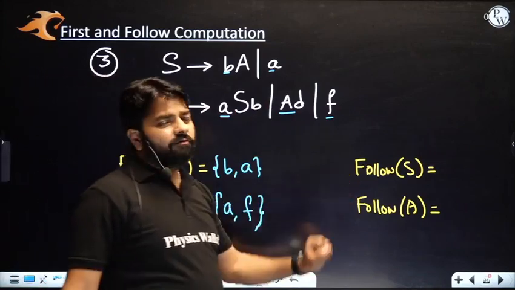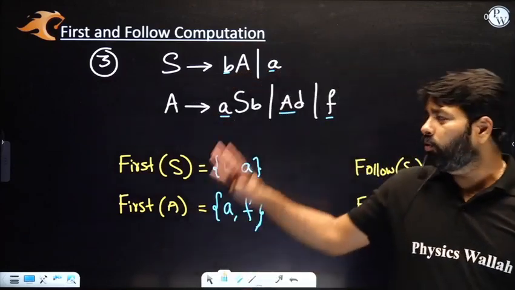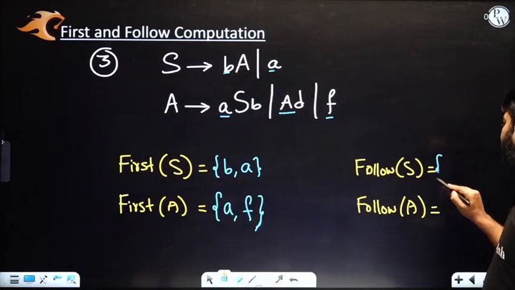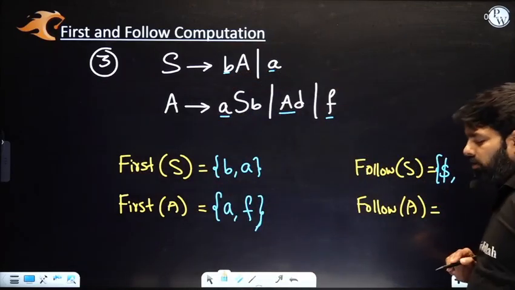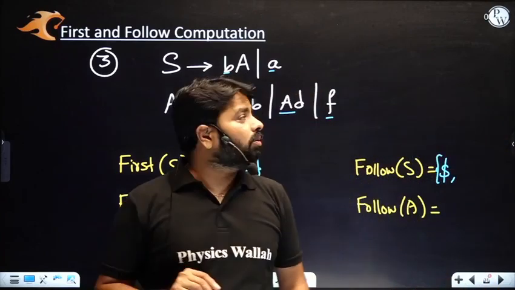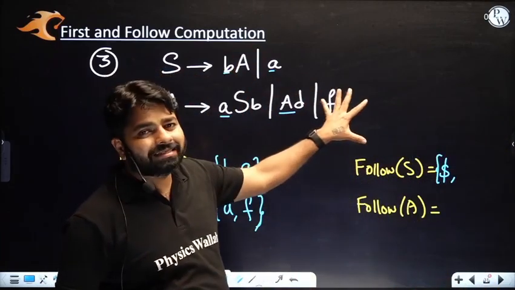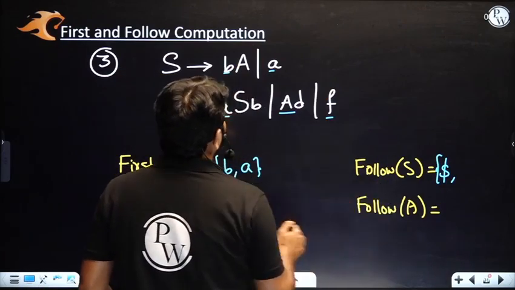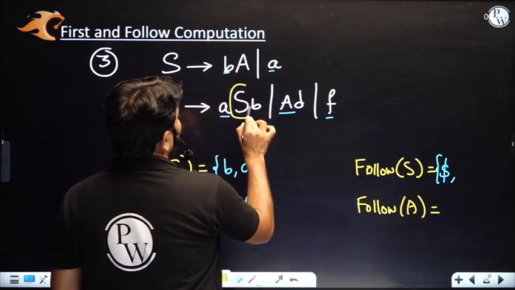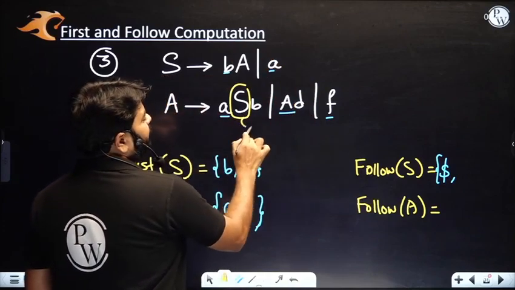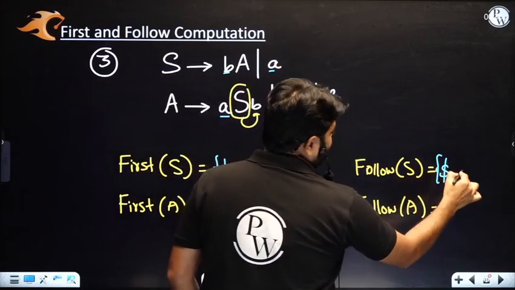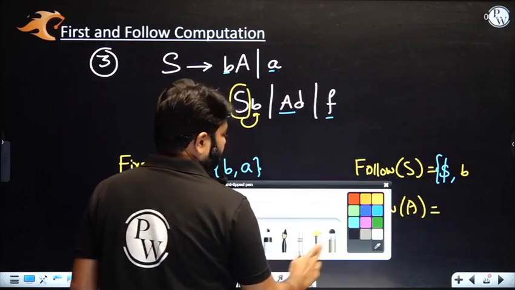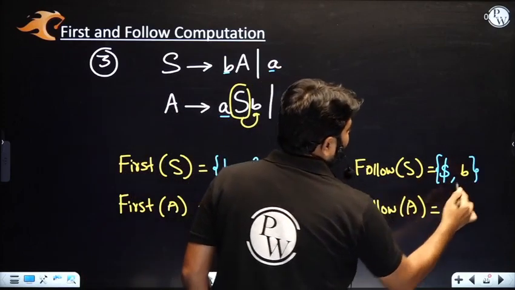And now follow of S. Without looking at the grammar, S is the start symbol, so I know I have to put the dollar. Now you need to look at all the productions. Where is that S? Can you tell me? Where is S? You have S here. That's it. So what do you get here? B. So I am writing a B here. First one is so easy.